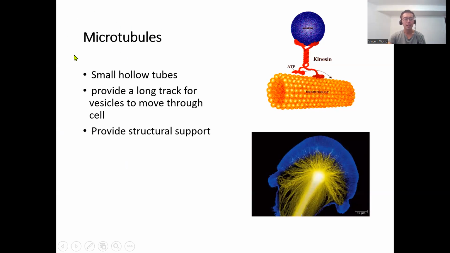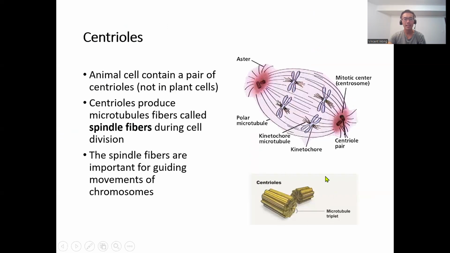Let's take a closer look at other examples of microtubules. There is another organelle called the centrioles. Centrioles are yellow. I mean, they're not yellow, but they're usually yellow in cartoons and pictures. They look like dry pasta, and you have 2 of them. They are found in animal cells, but not plant cells.